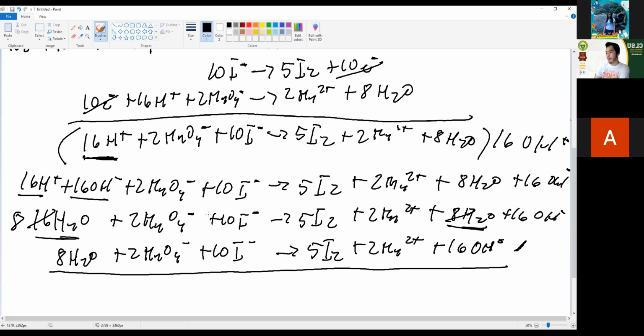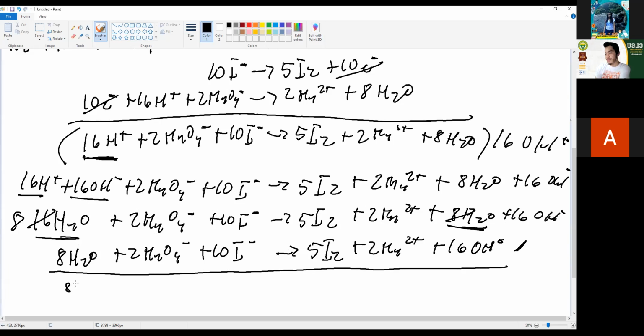Ayan. So confirm natin kung balance. You have 10 iodine, 10 iodine, 2 manganese, 2 manganese. So hydrogen is 8 times 2 is 16. 16 times 1 is 16. Oxygen is 8 times 1 is 8 plus 2 times 4 is 8. So 8 plus 8 is 16. And then 16 times 1 is 16. So balance lahat ng elements.